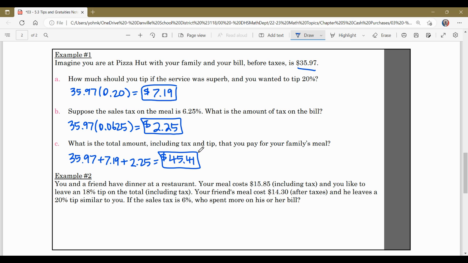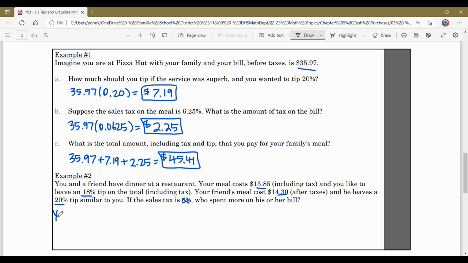All right, example number 2, you and a friend have dinner at a restaurant. Your meal costs $15.85 including tax, and you would like to leave an 18% tip on the total, including the tax. Your friend's meal costs $14.30 after taxes, and he leaves a 20% tip similar to you. If the sales tax is 6%, who spent more on his or her meal? Well, the sales tax is already included, and we're leaving the tip on top of that, so we don't really have to worry about the 6%.